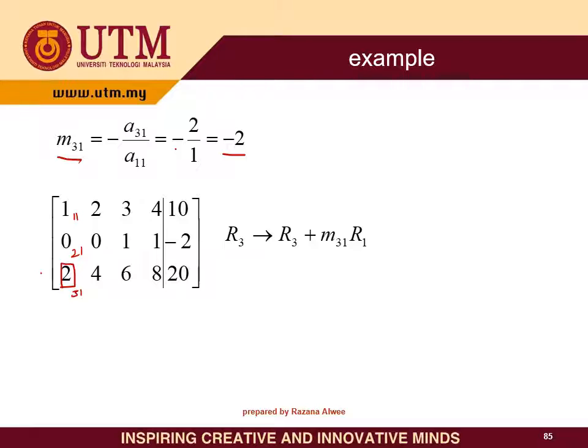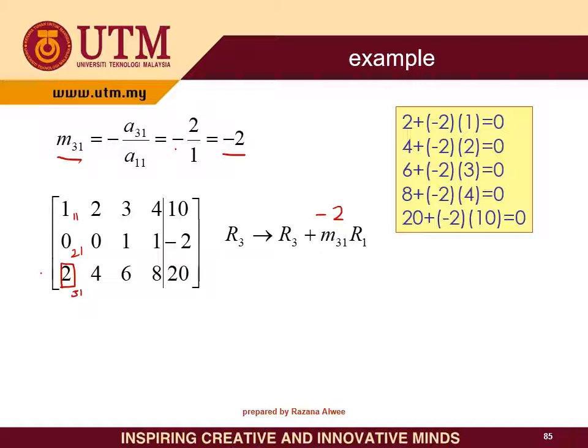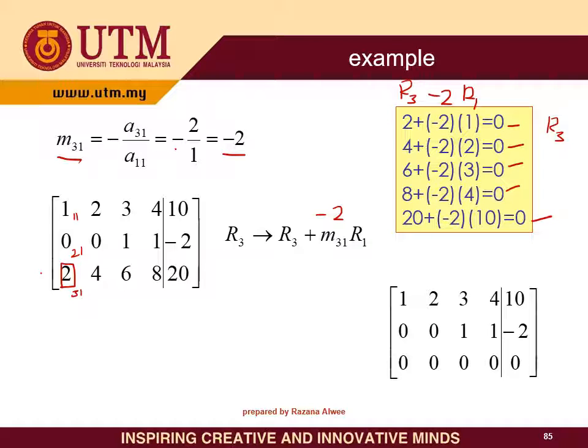So you want to change this row 3 with -2 r1. This is row 3, this is our -2, this is our r1. But we can see here, when you do this, all of r3 will become 0. So this row all becomes 0 when you do this equation for r3. Alright?